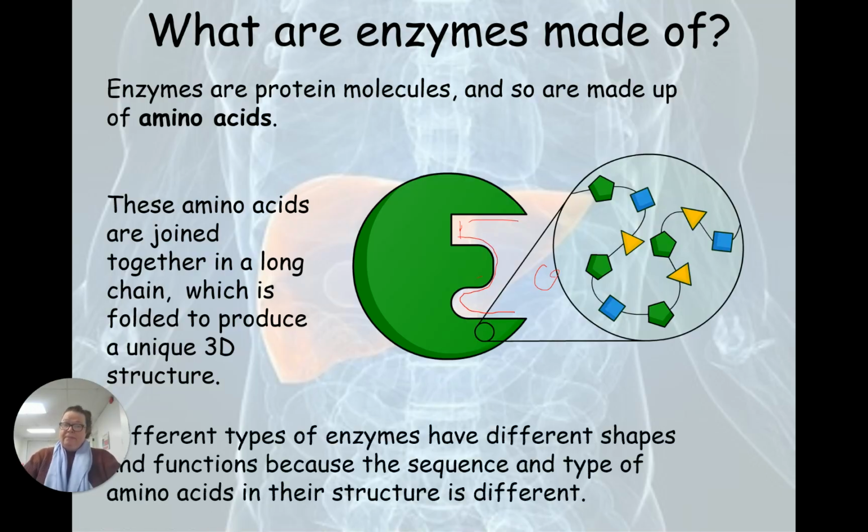Hope that makes sense. So different types of enzymes have different shapes and functions because the sequence and type of amino acids is different. And all proteins in your body, there's so many, but just a few to name, like hemoglobin in your red blood cells, that's a protein. It's a folded up amino acid chain. Okay, so you've got lots and lots in your body. This is just some we're talking about here.